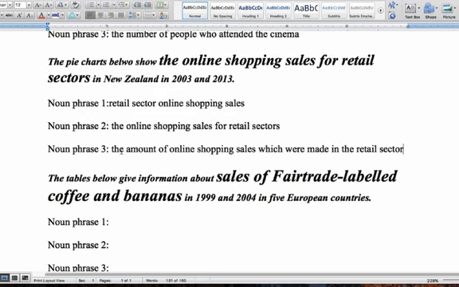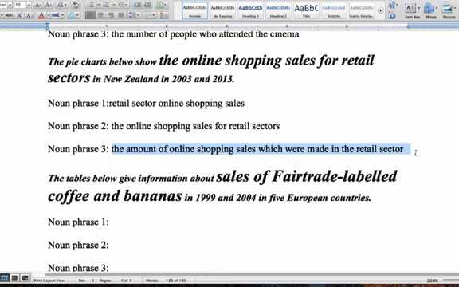Noun phrase 3. This one is a very difficult one. Sometimes noun phrase 3 can be very difficult. You've got to think about it. We needed to put this verb in because you make a sale. You could try and change the sales into a verb. The amount of products which were sold in the retail sector, the amount of online products.